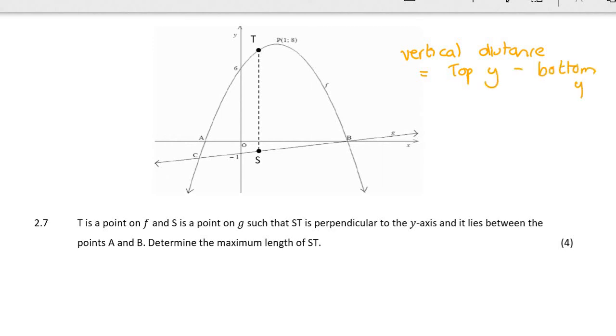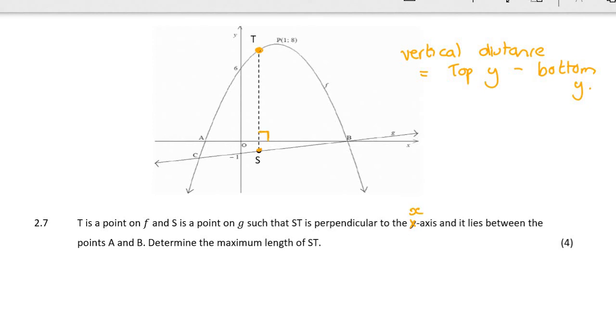Now, in the previous question, it was a fairly easy question. This one is the much more difficult version. This says T is a point on F, and S is a point on G, such that ST is perpendicular to the y-axis. That should say the x-axis for sure. There's a typo. That should be, say, perpendicular to the x-axis.